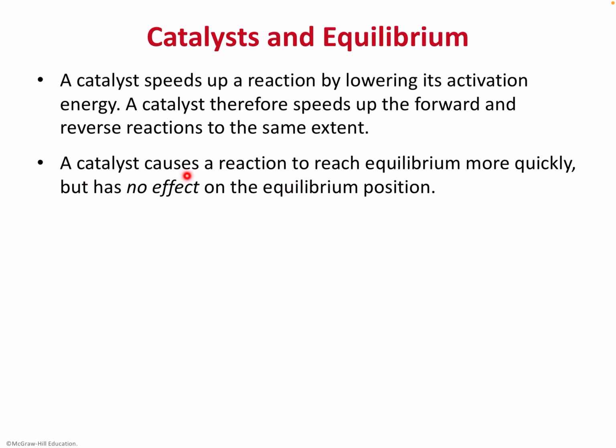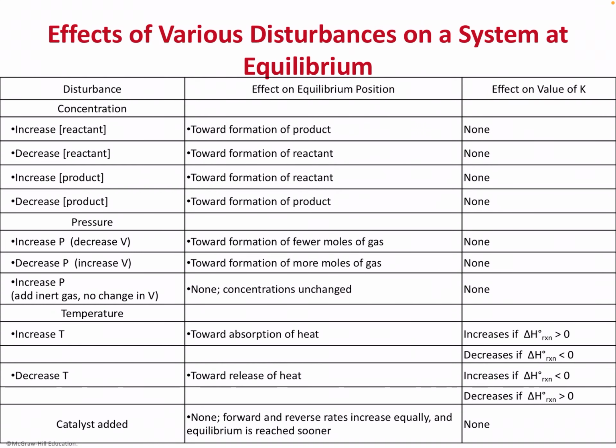A catalyst causes a reaction to reach equilibrium more quickly, but it has no effect on the equilibrium position. Okay, remember that. And then here's a summary: effects of various disturbances on a system at equilibrium. Let's say the disturbance is increasing one of the reactants. So the equilibrium position will go toward formation of the product.